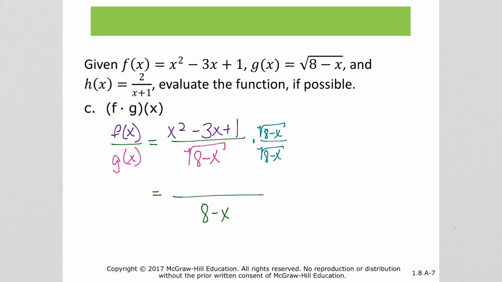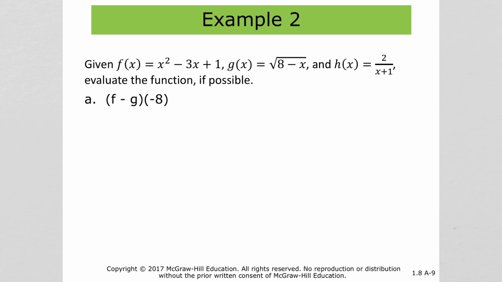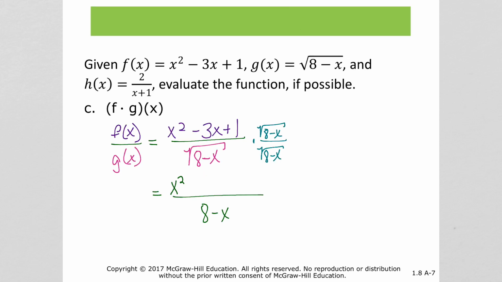On the top, we're multiplying everything on the top by the square root of 8 minus x. So we've got x squared times the square root of 8 minus x, minus 3x times the square root of 8 minus x, plus 1 times the square root of 8 minus x. And that's as far as it can go.